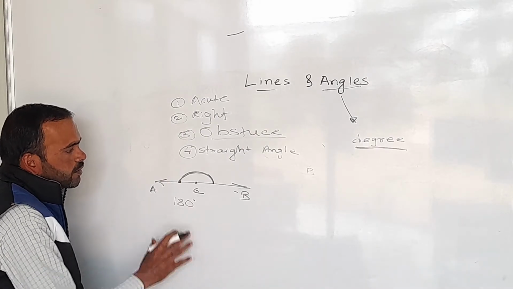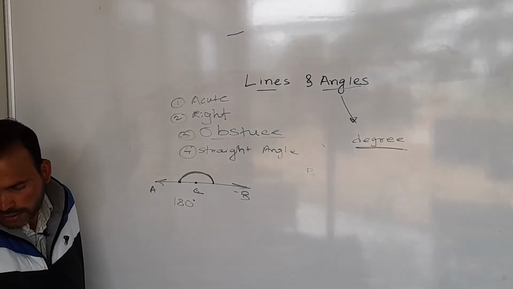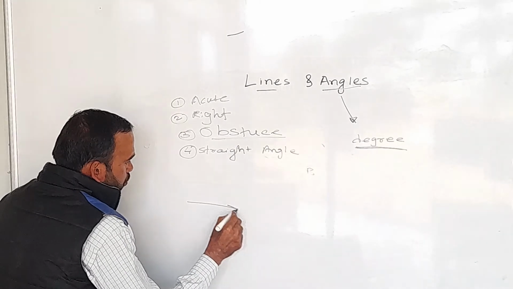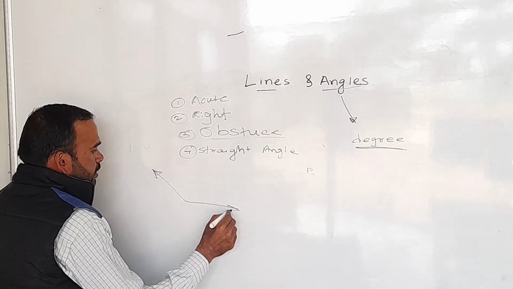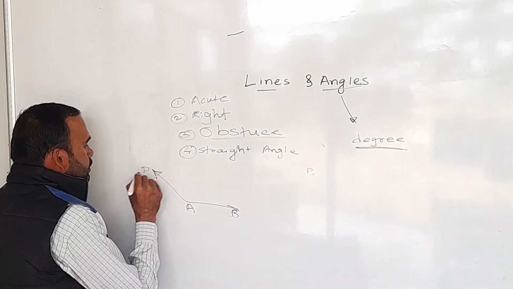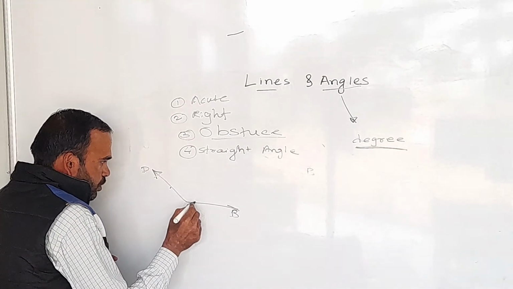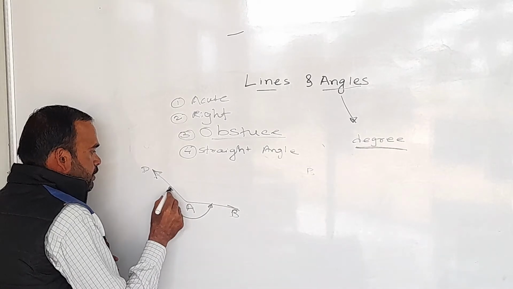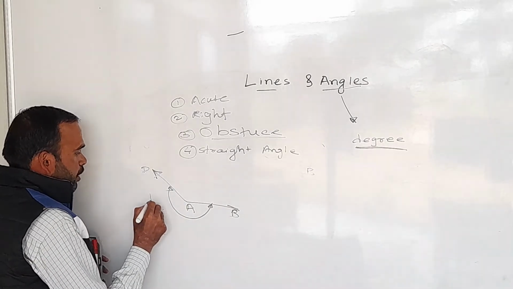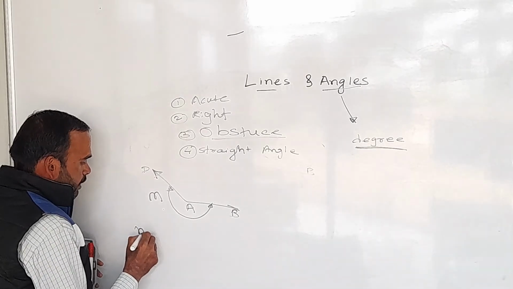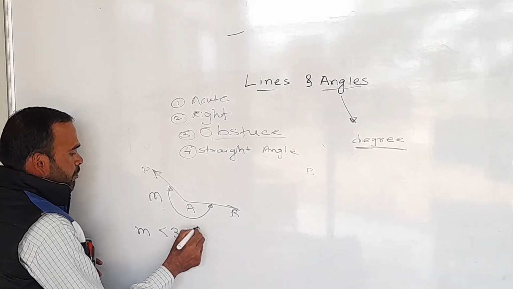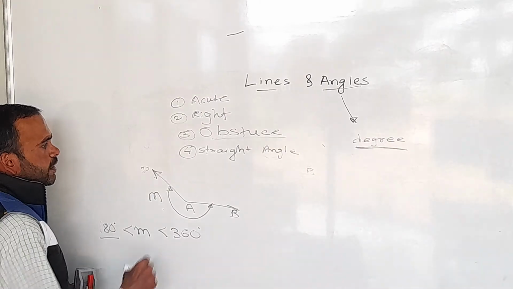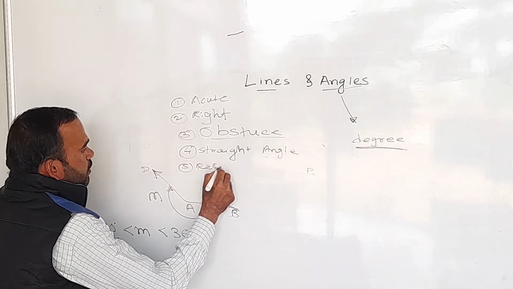So a 180 degree angle is called a straight angle, and if any two lines make more than a 180 degree angle, for example this is AB and this is AD, and the angular distance between these two segments is more than 180 degrees, if I denote it by M, this M has to be less than 360 degrees and more than 180 degrees. In such a case, that angle is called a reflex angle.